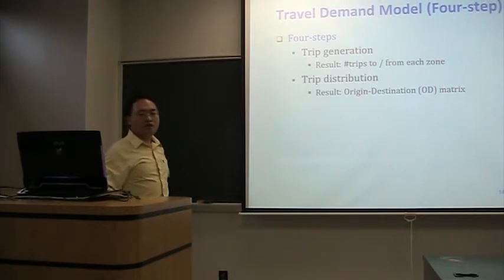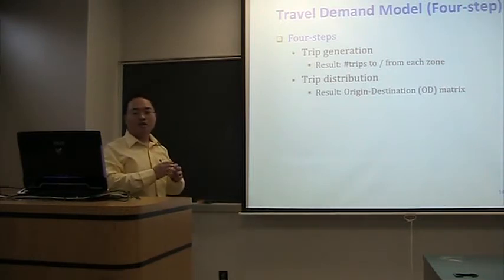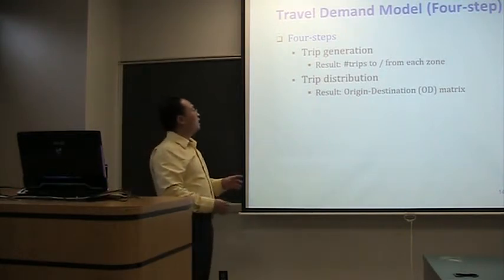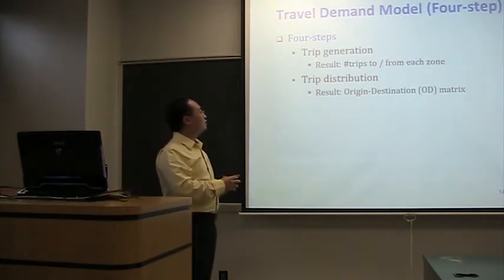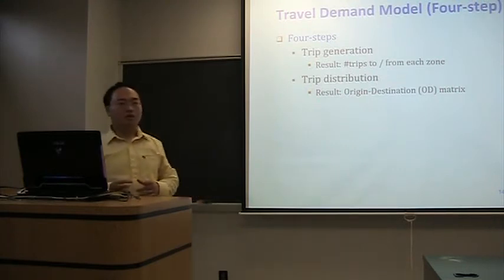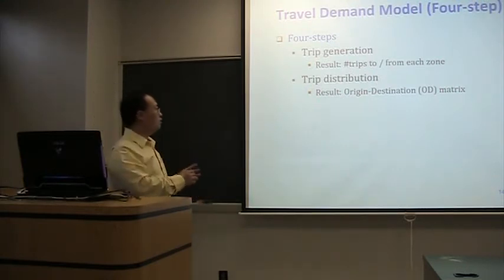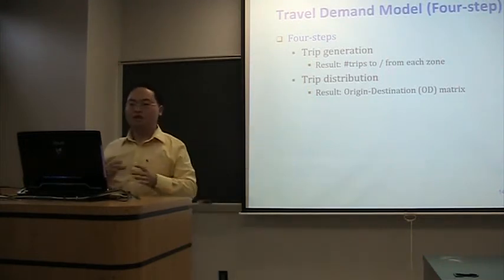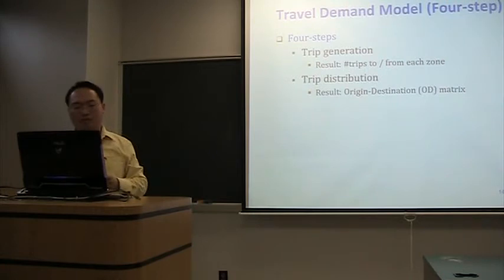Then the second stage is what's called trip distribution. In this stage, we want to get an origin-destination matrix, which represents how many trips are from each zone to another zone. Okay, so for each OD pair, an OD pair is a pair of zones, we get a number of trips between them.